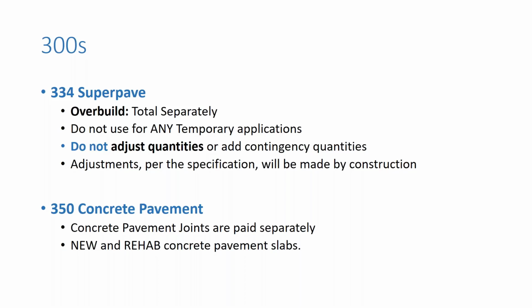Please be reminded that we never add any asphalt contingency quantities, so do not adjust anything. Again, those adjustments will be made by the final estimates per the specification, but we only want to record the design quantity within our summary box without any further adjustments. For section 350, concrete pavement, please be aware that all joints are paid separately for both new and rehab concrete pavement slabs. Some of us that have been around for many years, that has changed back and forth, but the current specs do require the separate pay item for the joint sealing.